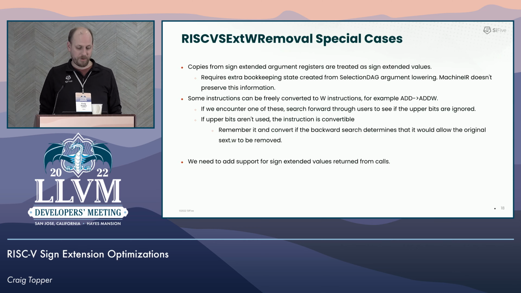So if we encounter one of those instructions, we'll do a forward depth first search similar to the backwards one I showed before. And if that search successfully finds that all of the consuming instructions going forward don't look at the upper bits, we will mark this, and then if that is the only thing stopping us from removing a sign extend W, we will do that conversion to allow us to remove the sign extend W.